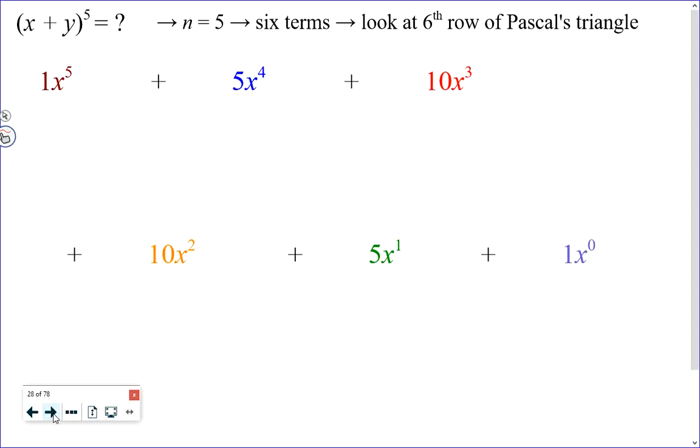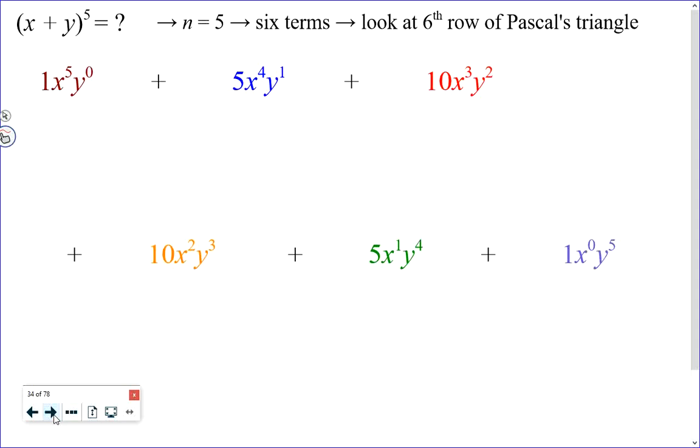We also said that the first term doesn't contain any y's, but as x loses an exponent each time, y picks up the slack. We still need a total of 5 for a sum of the exponents. So in the first term, it's y to the 0, then y to the 1, then y to the 2, then y to the 3, then y to the 4, and y to the 5. And this is the expansion of x plus y raised to the 5.